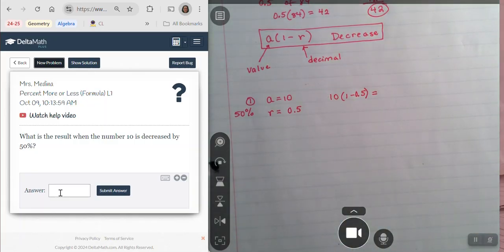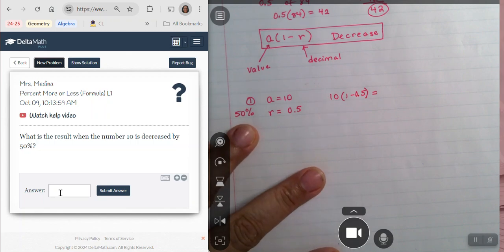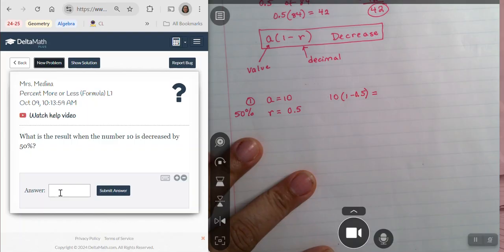So if you're decreasing it by 50%, I guess you're keeping 50%. If you're decreasing by 40%, you're going to be keeping 60%. So how much is it?